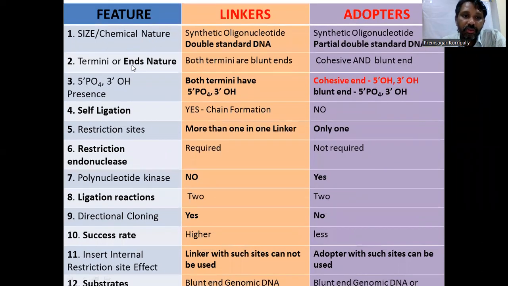Here, the first column is the feature, the second column is linker, and the third column is adapter. First you see the size or chemical nature of the linker. They are chemically synthesized oligonucleotide, double-stranded DNA. When it comes to the adapters, they are also chemically synthesized oligonucleotides, but they have a partial double strand, meaning they have cohesive ends. One end has a cohesive end, the other end is a blunt end.